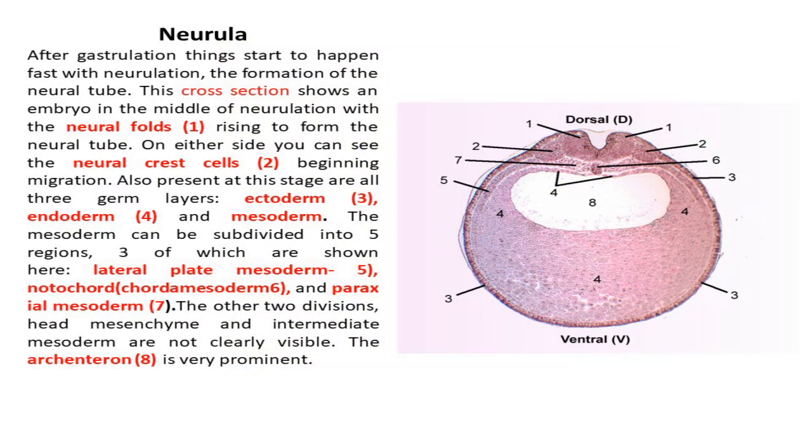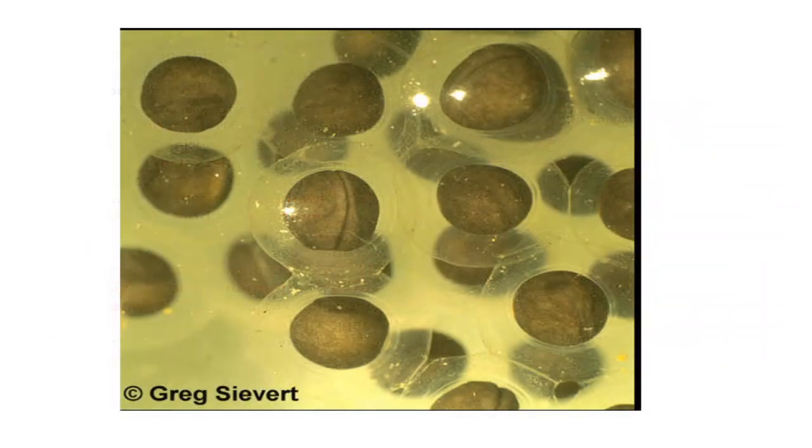The next stage is known as the neurula stage, where you can see the formation of the neural tube. This is the cross section of the neurula. Here you can see on the dorsal side the ectodermal cells which are present just above the notochord start forming a plate-like structure. This plate-like structure then fuses to form a tube-like structure which is known as the neural tube. That's why this stage is known as the neurula stage.